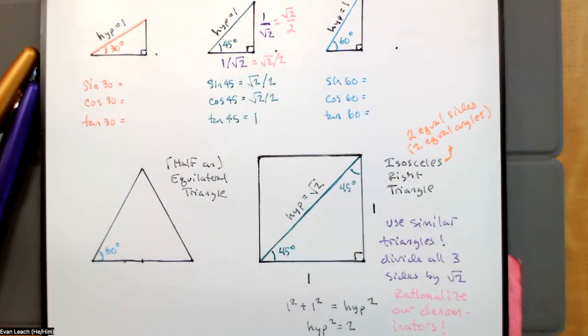That's the takeaway. TLDR, sine 45 equals root 2 over 2. Cosine 45 is root 2 over 2. Tangent of 45 is 1. Everything else is just structure to help us remember those 3 values.